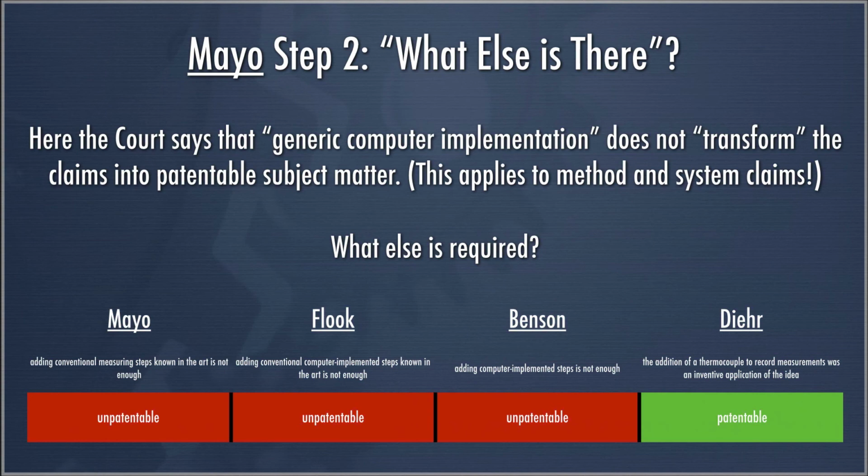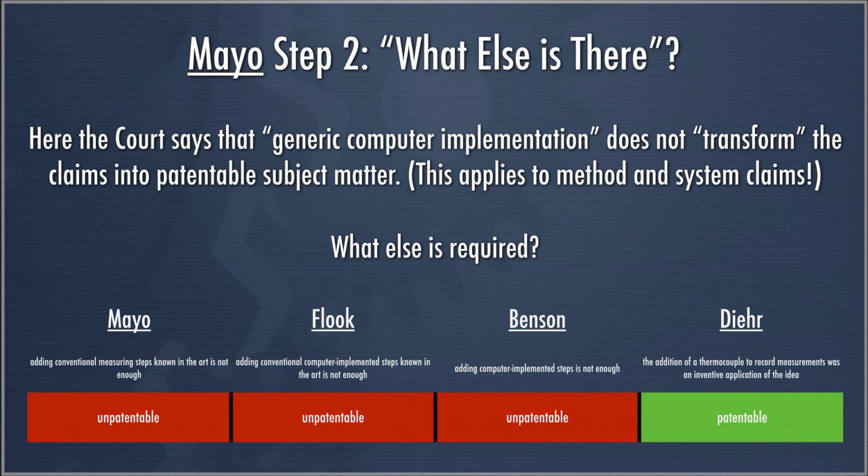If putting a computer in your claims isn't enough, then what is required? Well, the court doesn't really say what would be patentable, but it does point to its prior cases and analyzes each of them. In the Mayo case, they say the conventional measuring steps known in the art is not enough, right? So that was what they point to, so that's unpatentable.